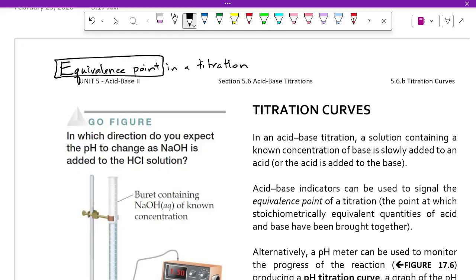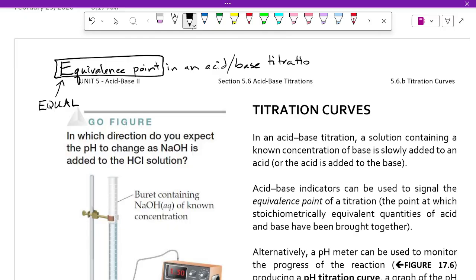Equivalence. What does the first part of that word remind you of? Not equilibrium. Equal. What is equal? Same, but what two things are the same at the equivalence point? Or what is equal at the equivalence point? Oh, actually, I should say in an acid-base titration.